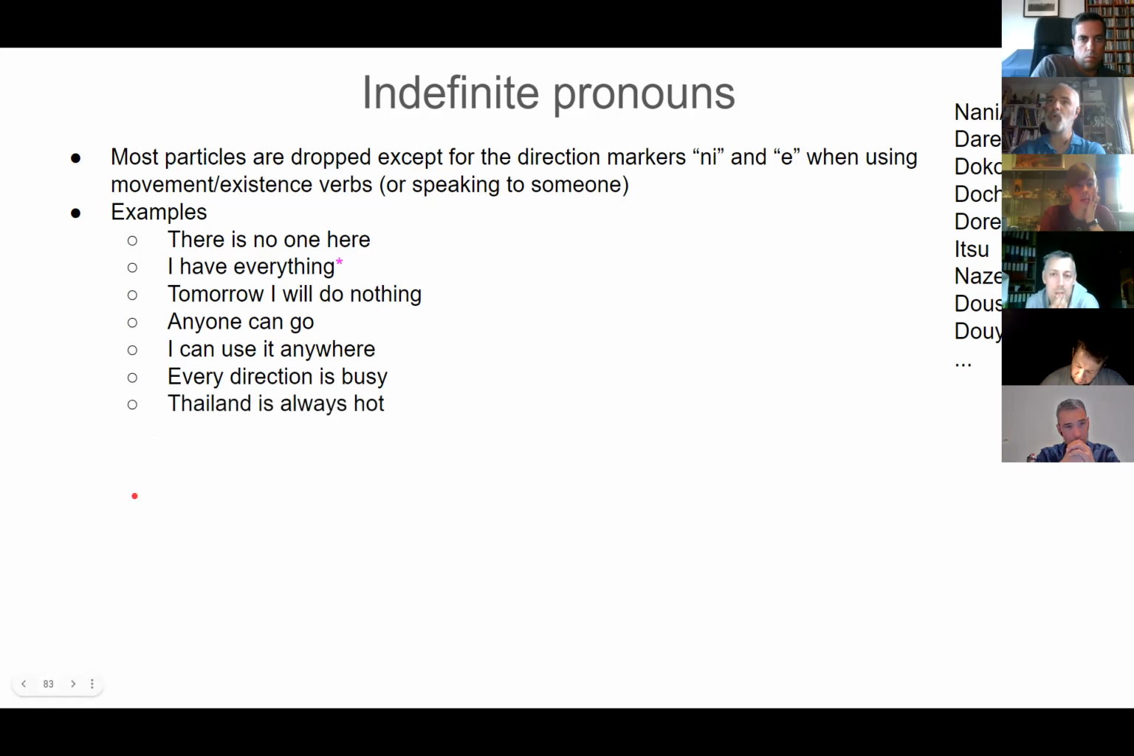Aga, Thailand is always hot. タイランドは、いつも... 暑いです。Yes, exactly. Thailand wa itsumo atsui desu. David, nowhere is good. Location. Dokomo yokunai desu. Perfect. Dokomo yokunai desu.